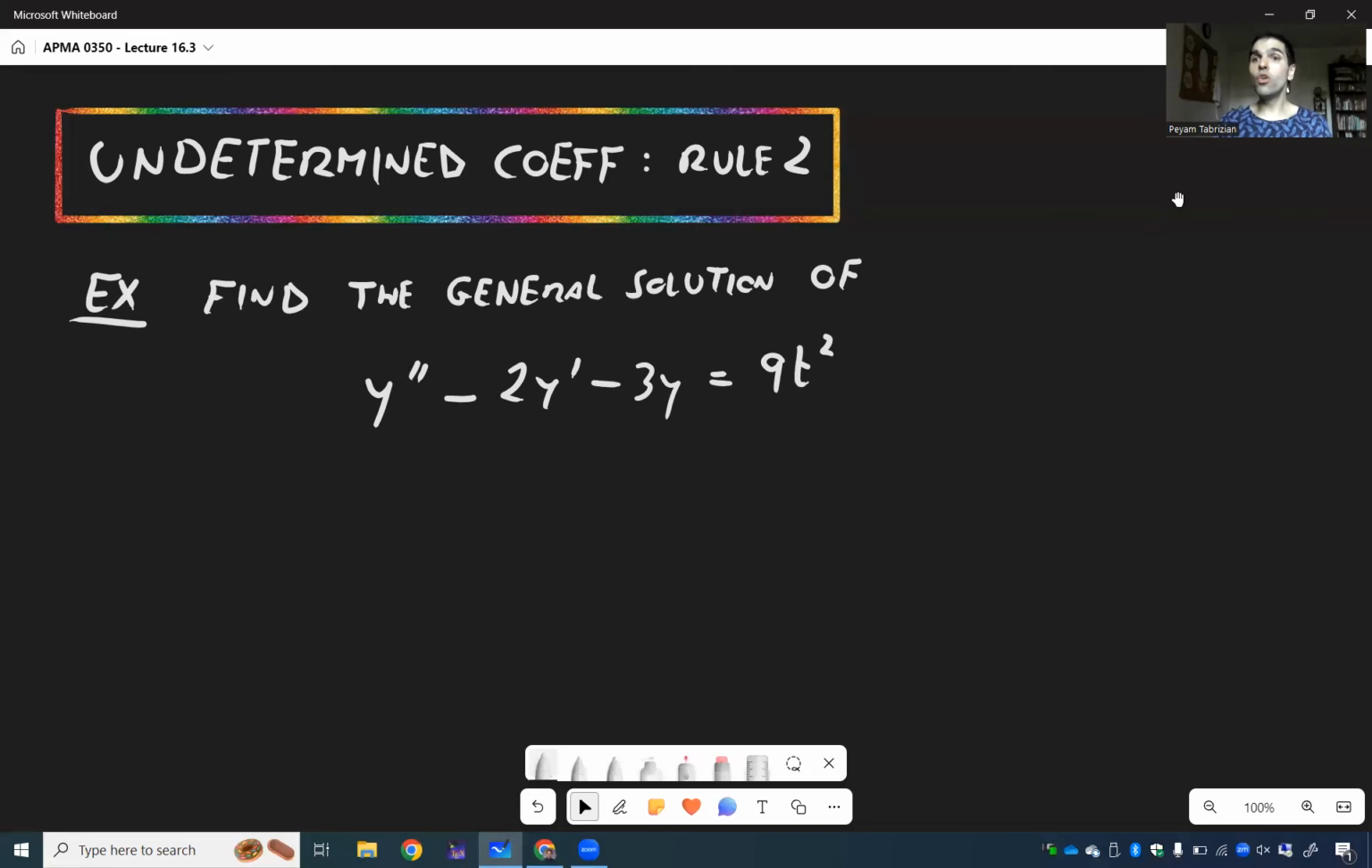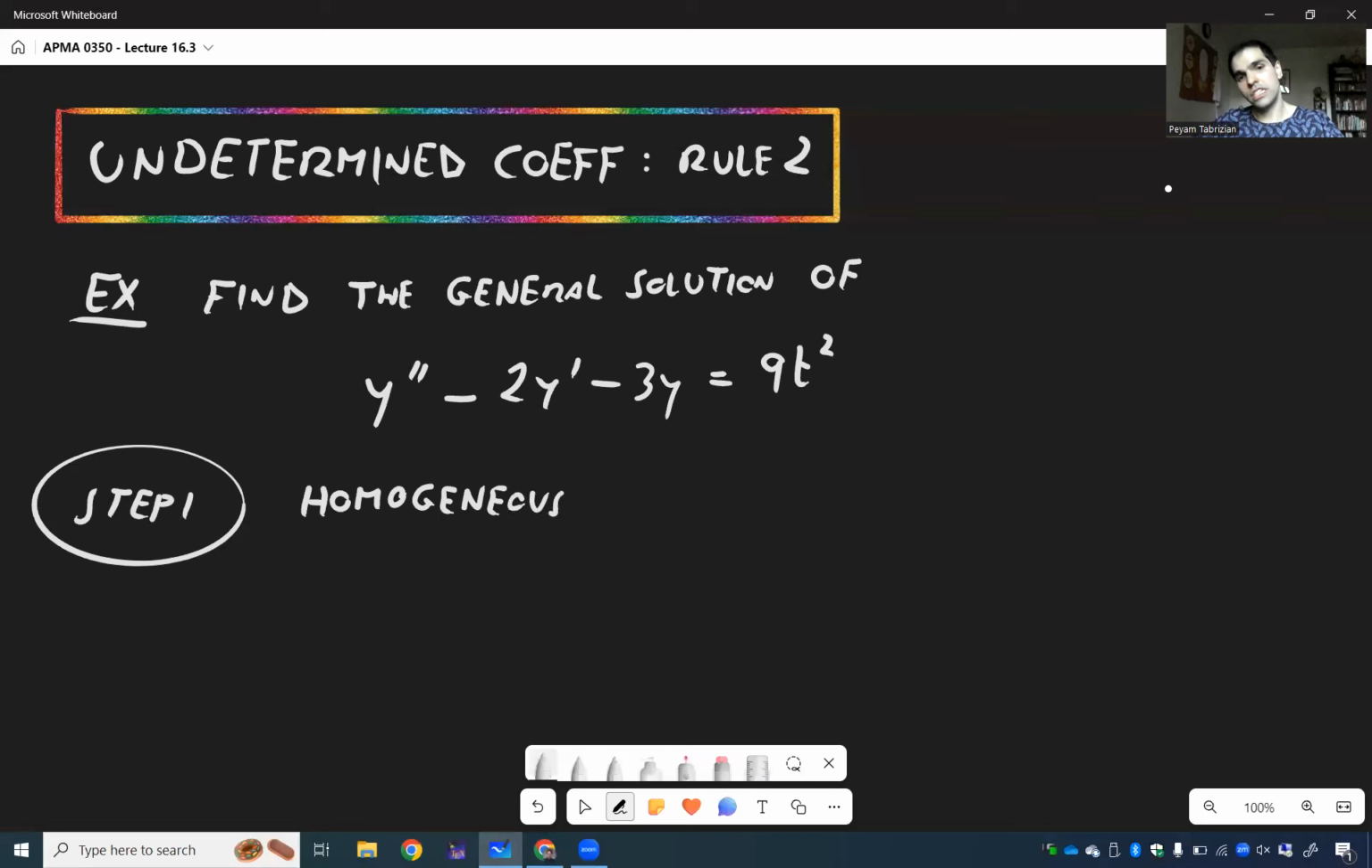Here is the second rule for undetermined coefficients. And for this, let's try to find a general solution of y double prime minus 2y prime minus 3y equals 9t squared. So if you remember the fact that I talked about in previous videos, to find a general solution, you first find a homogeneous solution and then add a particular solution.